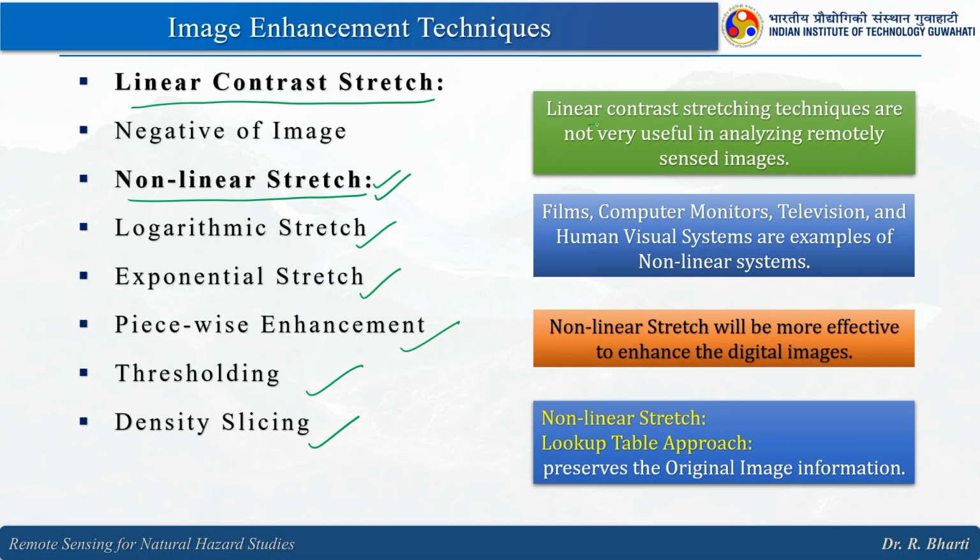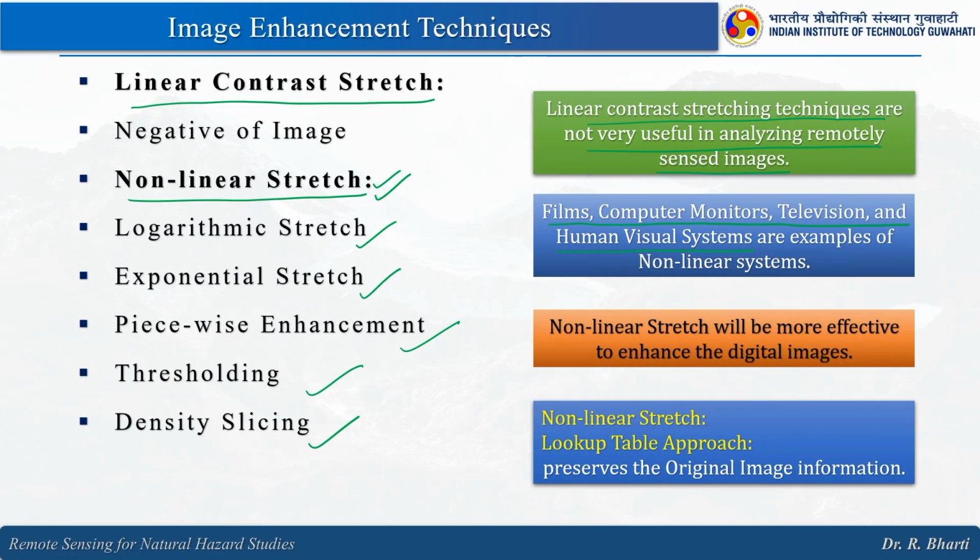Linear contrast stretching techniques are not very useful in analyzing remotely sensed images. Why? Because in nature, things are not changing linearly. Classes are changing dynamically, right. So, non-linear enhancement will be a better option instead of linear enhancement. That is why film, computer monitor, television and the human visual system are the best examples of non-linear systems.